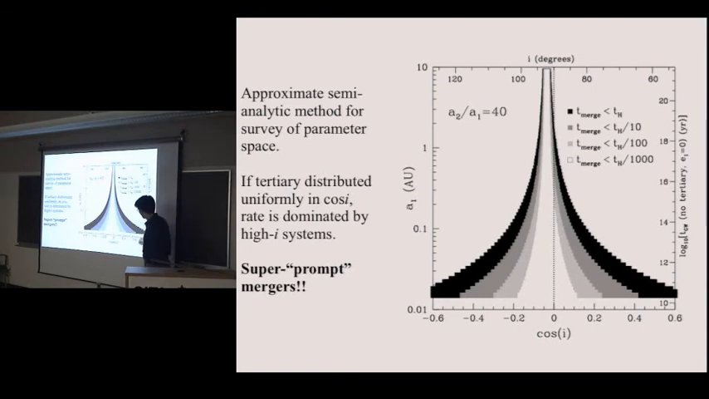And so what am I plotting? Here's cosine of the inclination. This is 90 degrees. Way over here is coplanar. Way over here is retrograde and coplanar, right? Because you can have the inner binary like this and the tertiary coplanar in the opposite direction. And then you plot as a function of a1. So here's 0.01 AU, 0.1 AU, 1 AU, and 10 AU. You put your white dwarfs at 0.01 AU, and the merger time is the Hubble time, 10 to the 10 years. You put your white dwarfs at 1 AU, and the merger time is 10 to the 18 years. So that's 1,000,000 Hubble times.